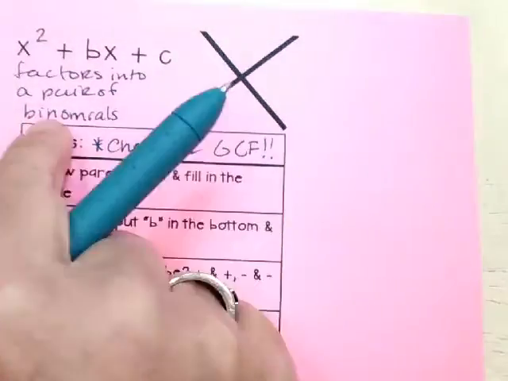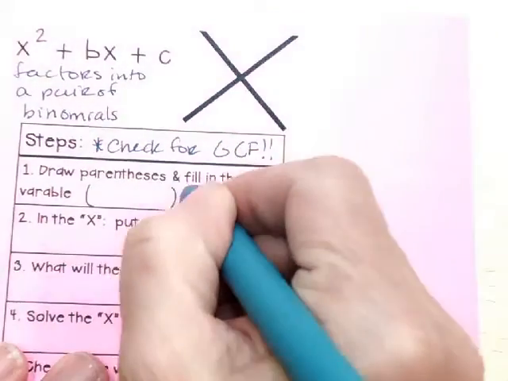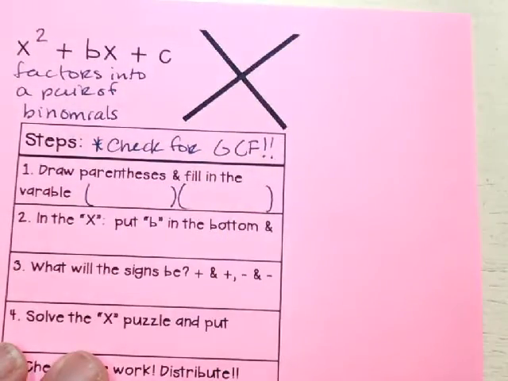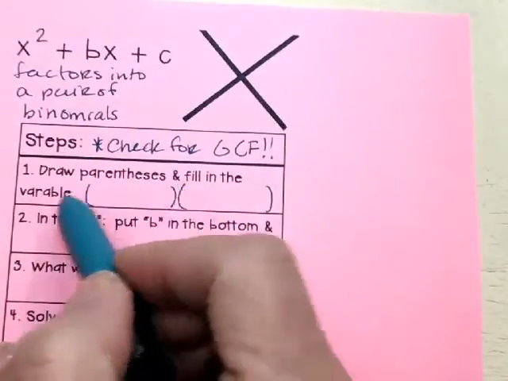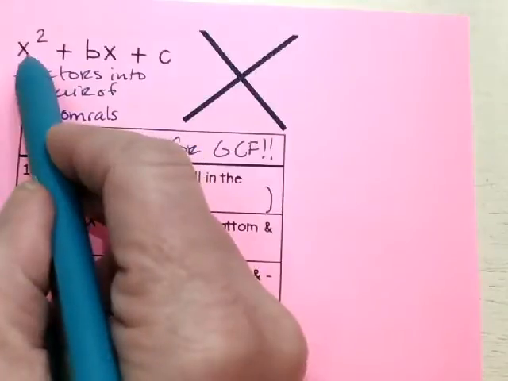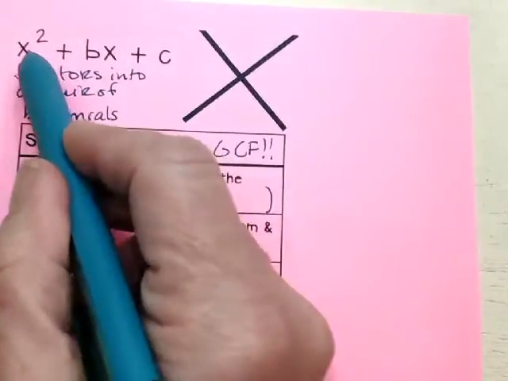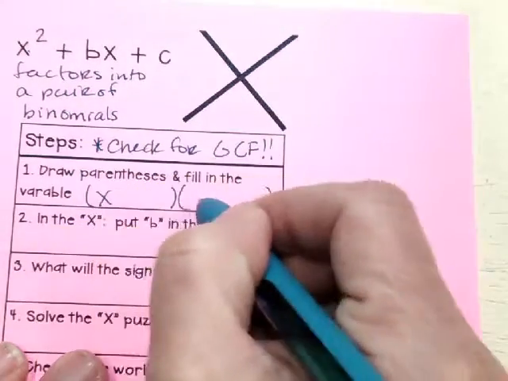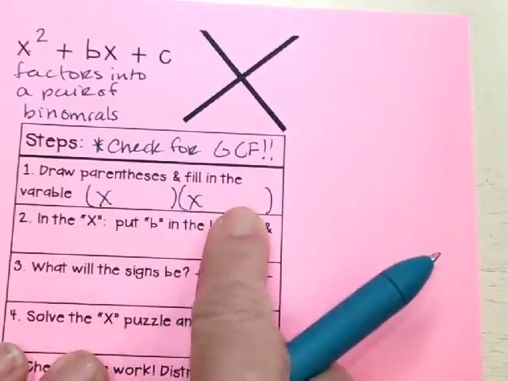If I just told you that it's going to factor into a pair of binomials, then you're going to have this. That's what it's going to look like, and you're going to fill in these parentheses. So it says draw the parentheses and fill in the variable. Well, if my variable is x, I've got to say something times something is going to give me x squared. Well, that's easy. It's x. X times x is x squared. So that's what's going to go in this first little part.